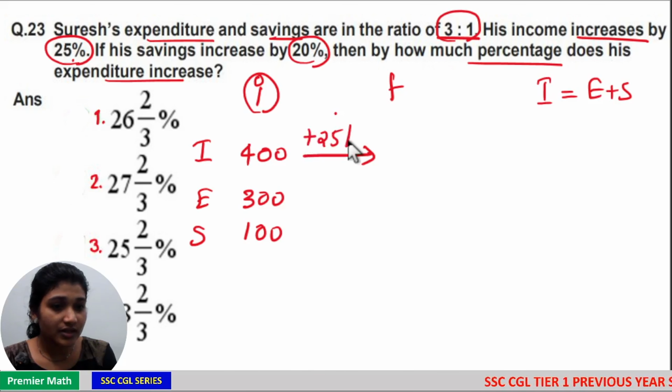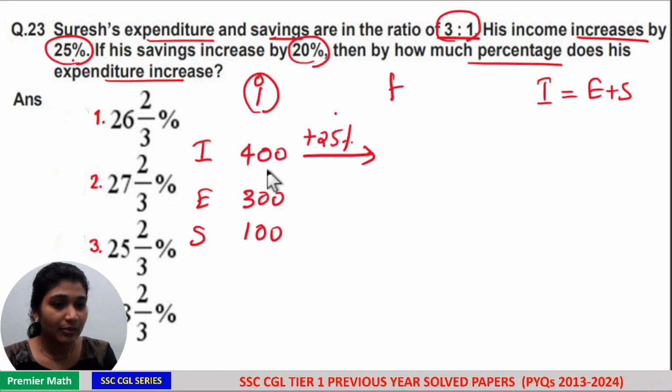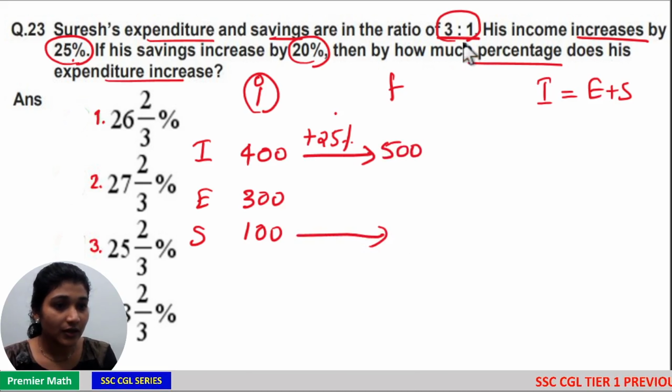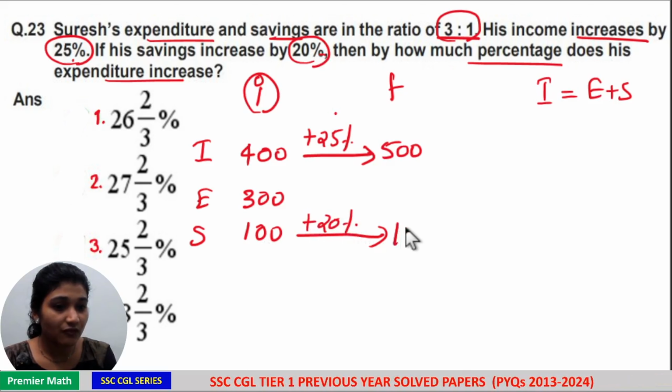That is, 400 increases by 25%, and 25% is 1 by 4. So 1 by 4 of 400 is 100. So his income increases by 100 rupees. That is total 500 rupees. And his savings increases by 20%. So 20% increment from 100 means 100 plus 20, 120 is the final savings.